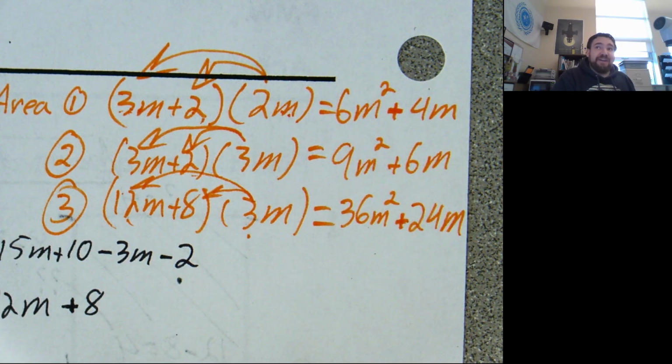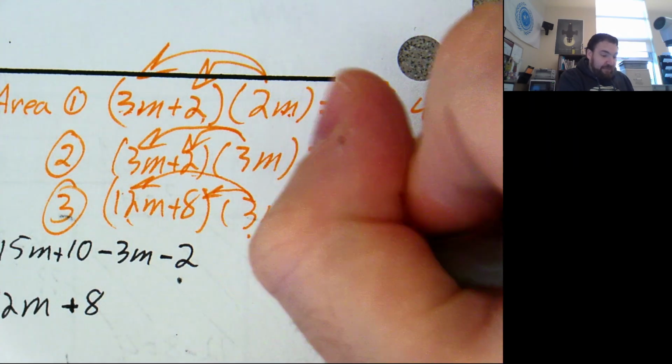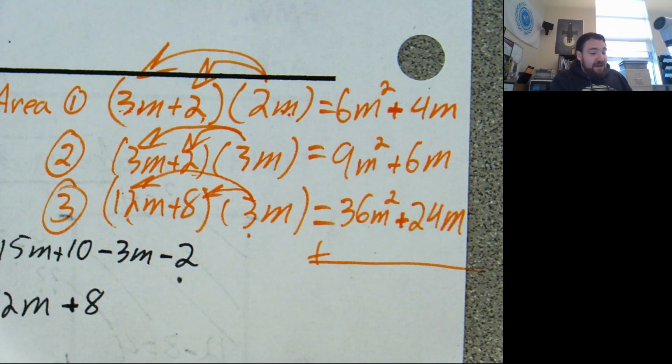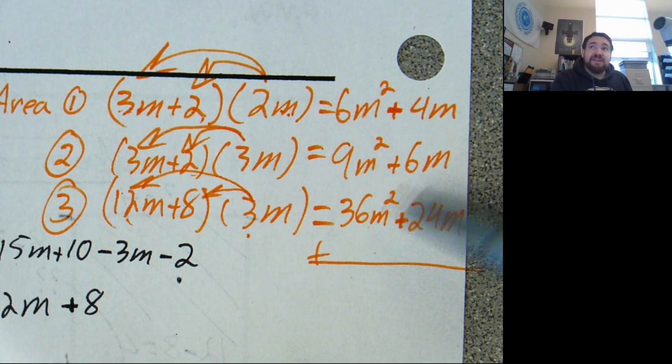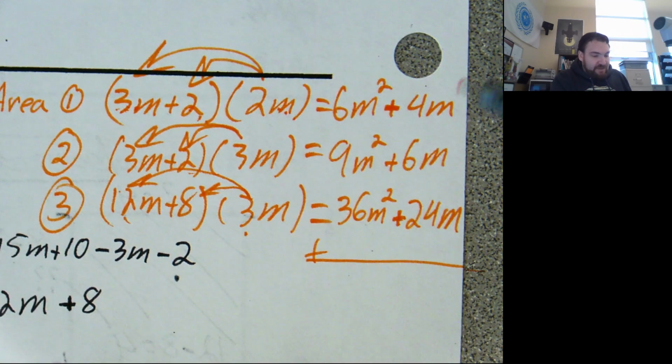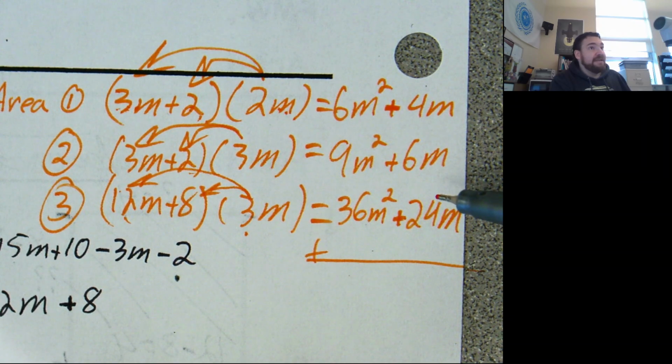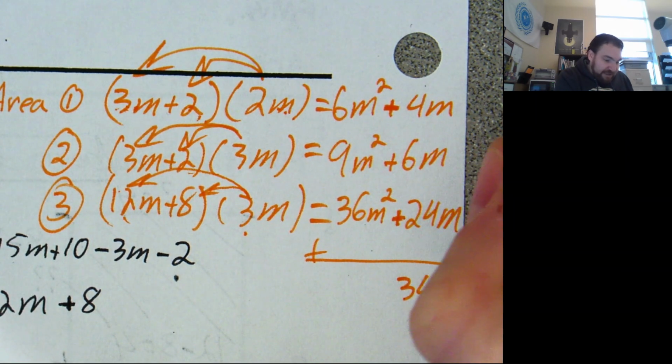I've got my 3 areas. Now we're just going to add them up. And remember, adding means grouping the like terms, which conveniently we have already. This stack is all my squareds. This stack is all my m's. They're stacked by like terms, just the way I wrote it. So I've got a 4m and a 6m. Added together that's 10m plus 24m. It's going to be 34m, and it's positive.